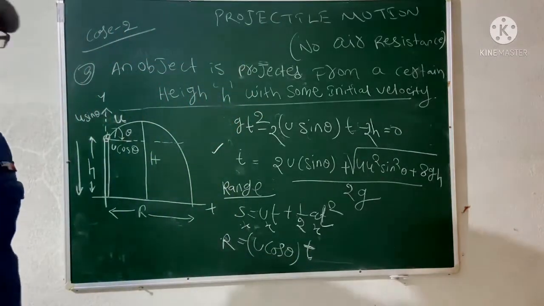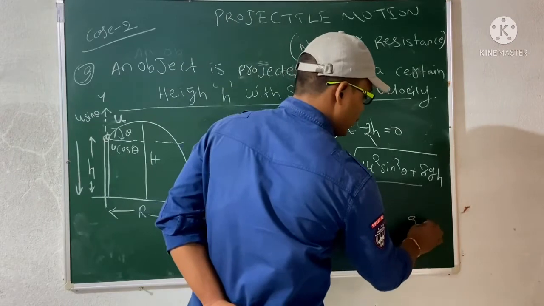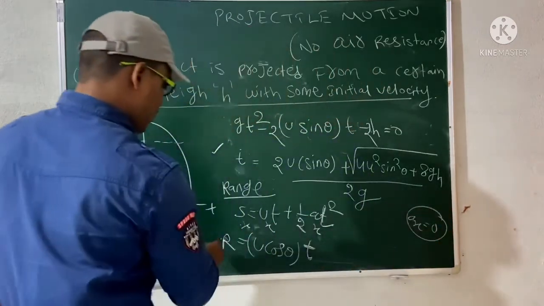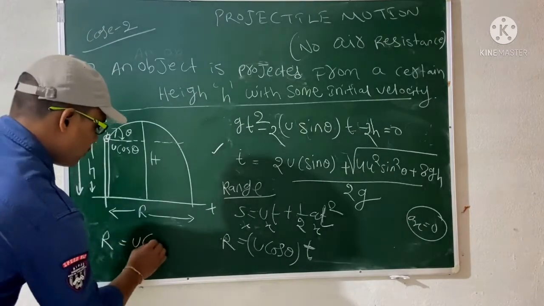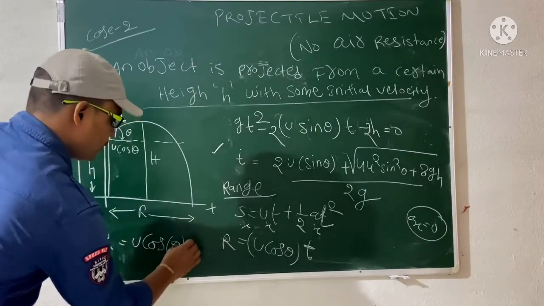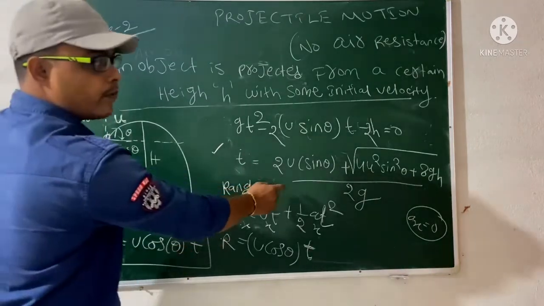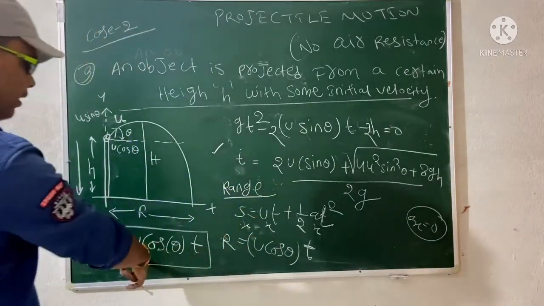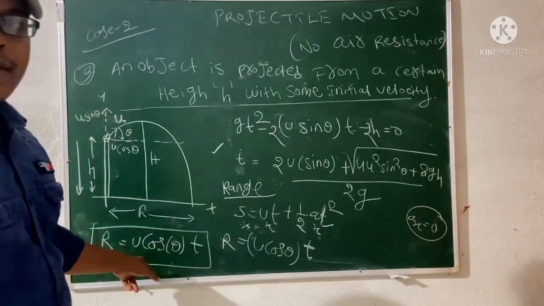What is ax? So ax is nothing but 0, right? So this is the range. So what is the range? R equal to u cos theta into t. So we have calculated the total time of flight from this equation. Then use this time equation. Here you will get the maximum range.